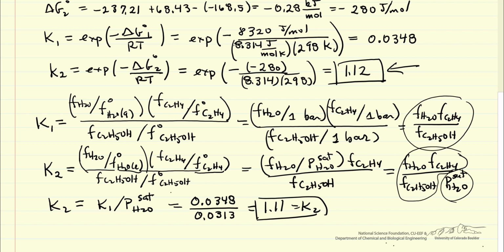So what this shows is when we change delta G values, we change the fugacity standard states. Even though we have different equilibrium constants, we have the same equilibrium composition.